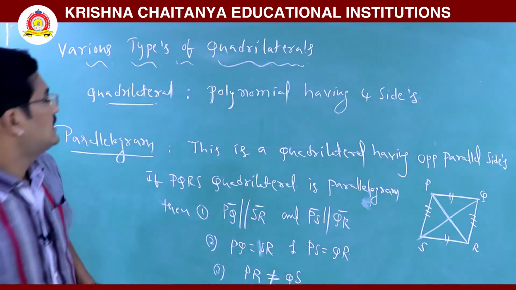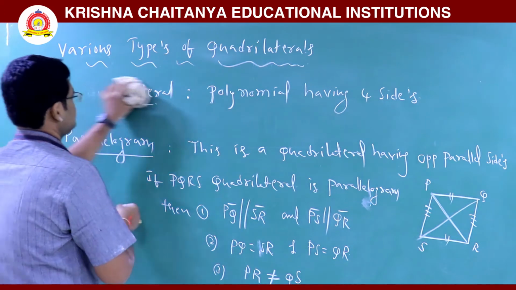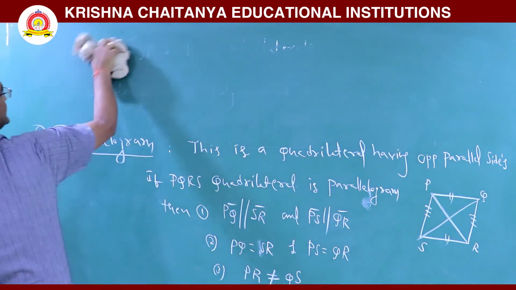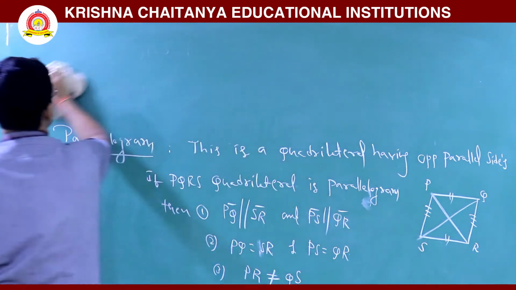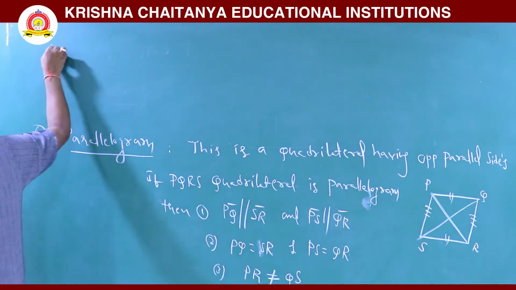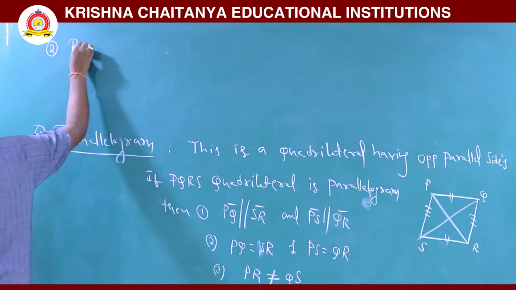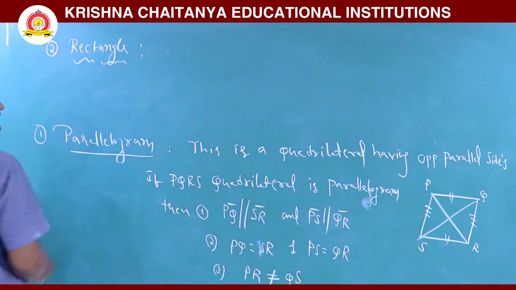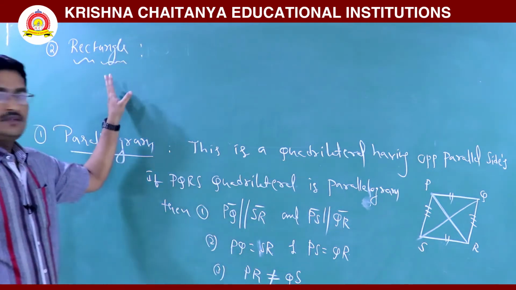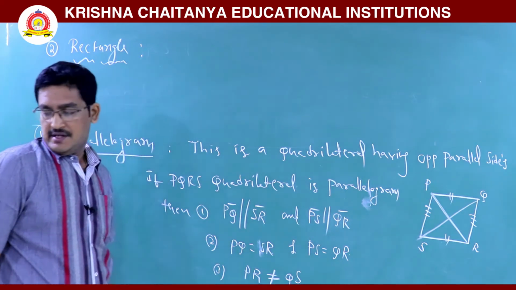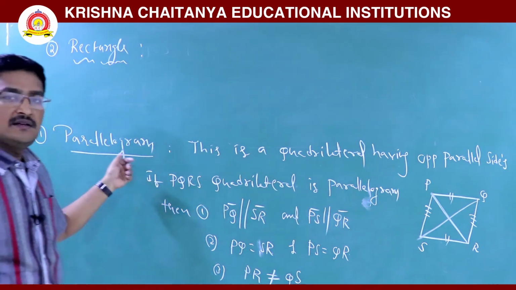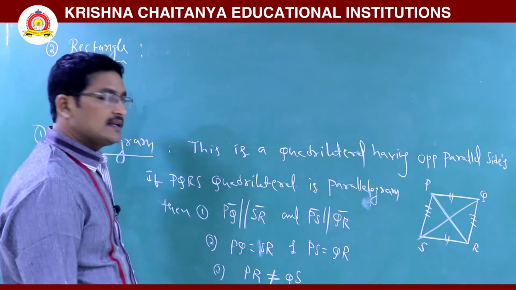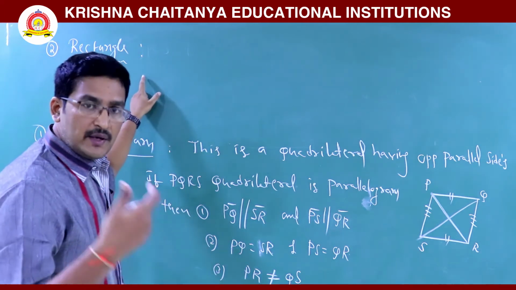What is the second type of the quadrilateral? The second type of quadrilateral is rectangle. Let me explain about rectangle. This is parallelogram. Now, let me explain about rectangle here. Rectangle is also one type of parallelogram. First you have to remember that one. This is one type of parallelogram.